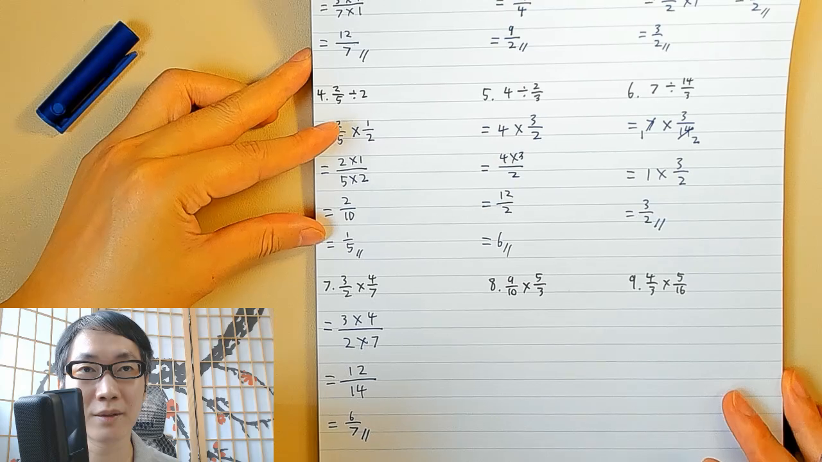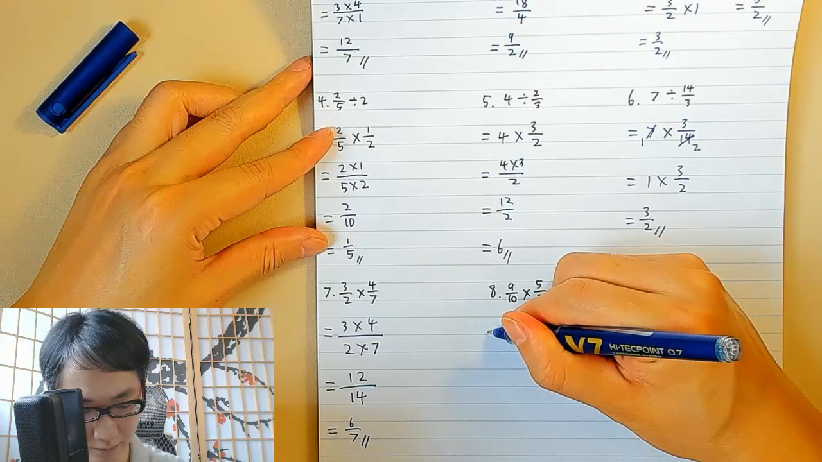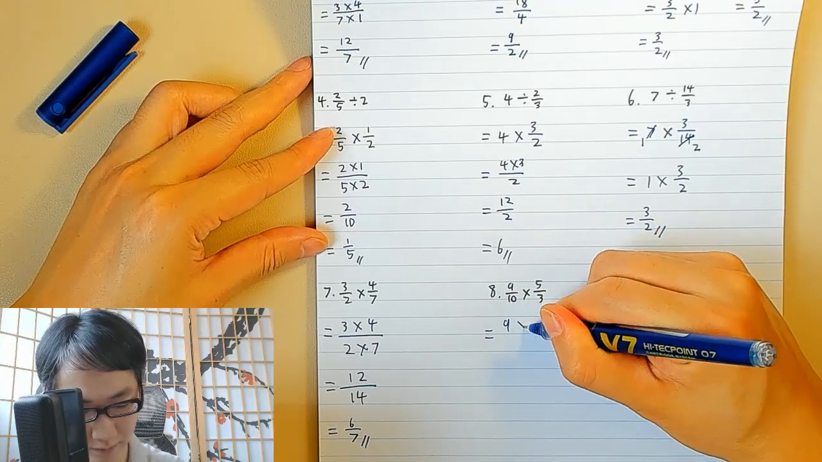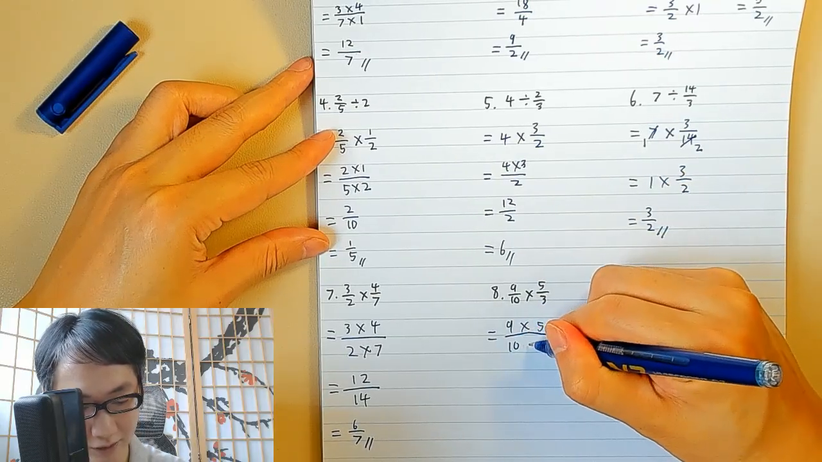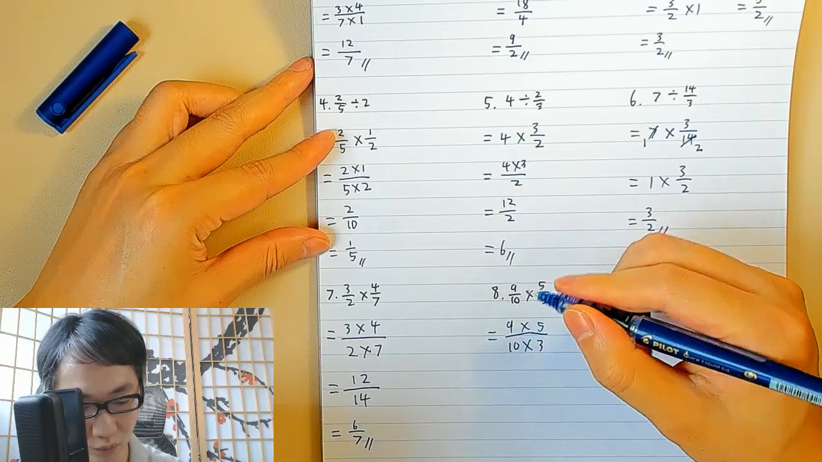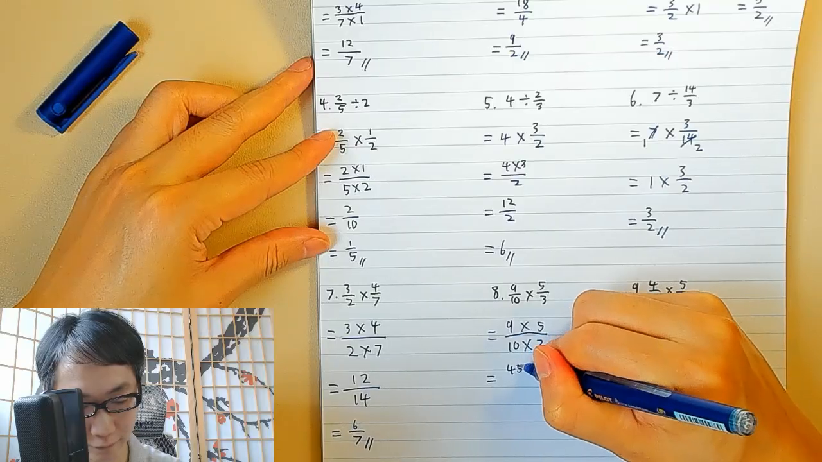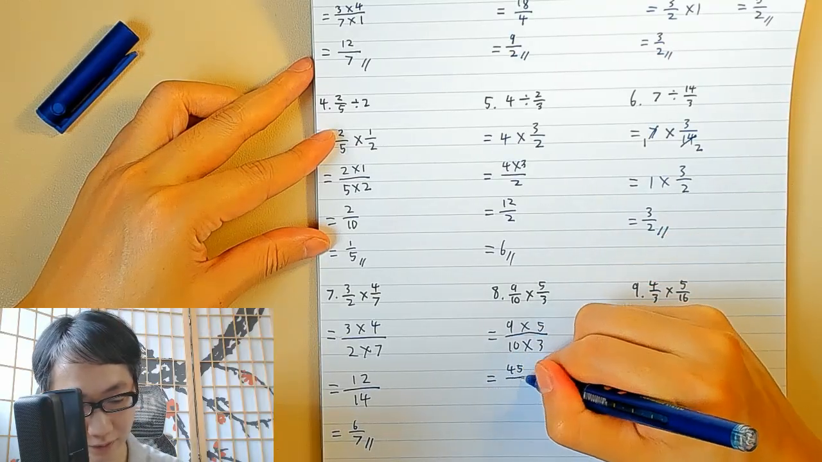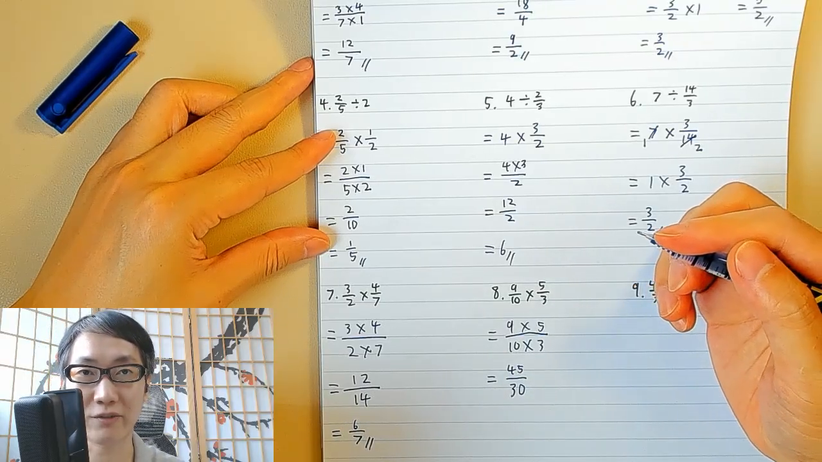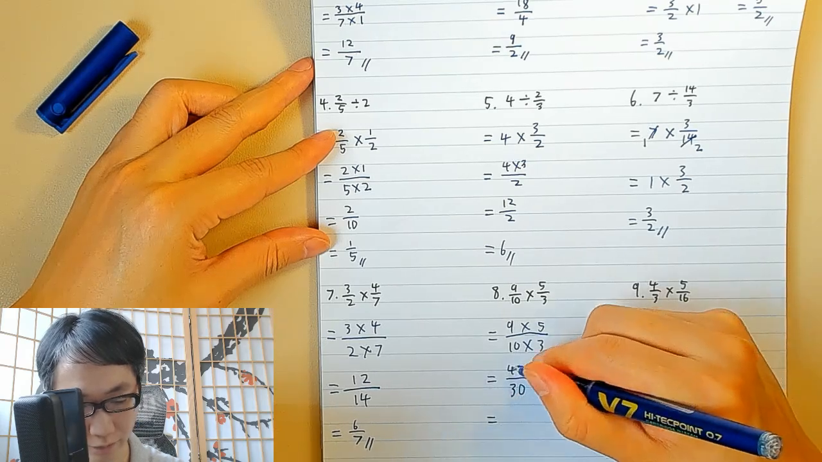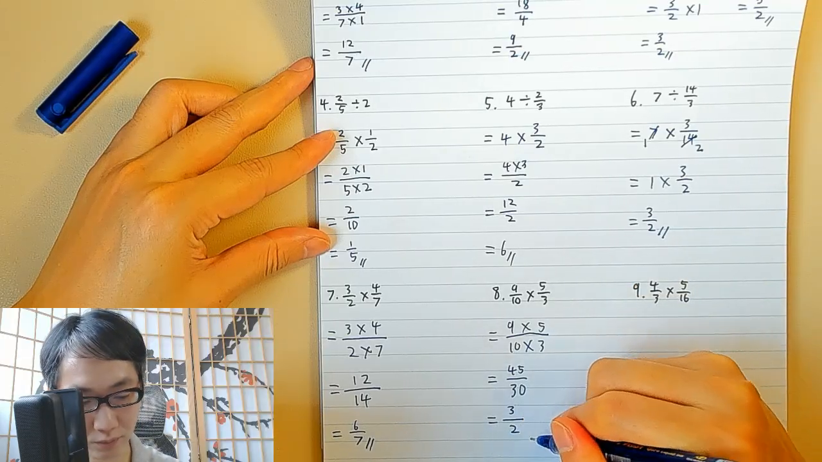Number 8. Similarly, this is the original method, so let's do it like this one first. So 9 times 5 is 45, and 10 times 3 is 30. Both of them have a factor of 15. 15 is the HCF. So 45 divided by 15 is 3, and 30 divided by 15 is 2. So we have 3 over 2.